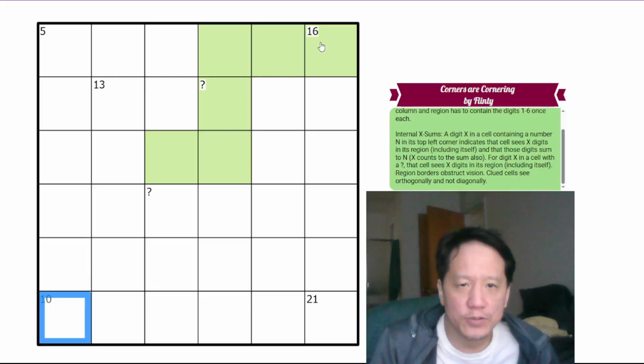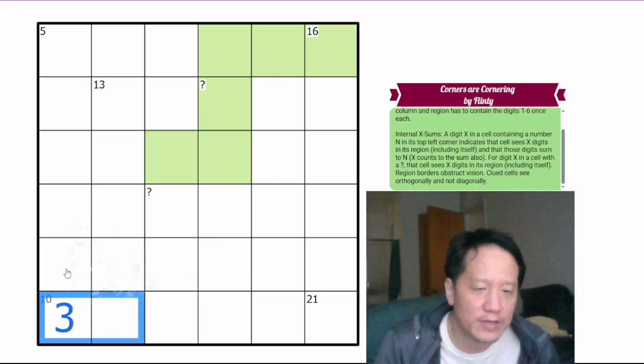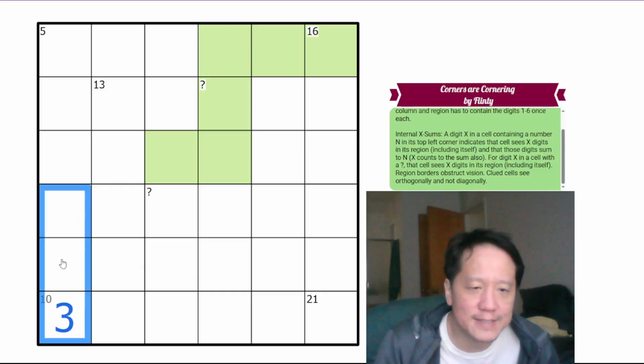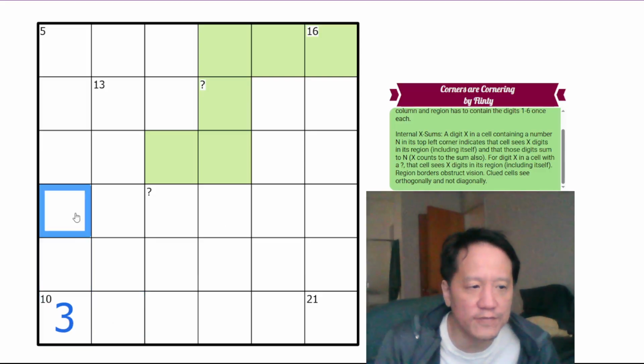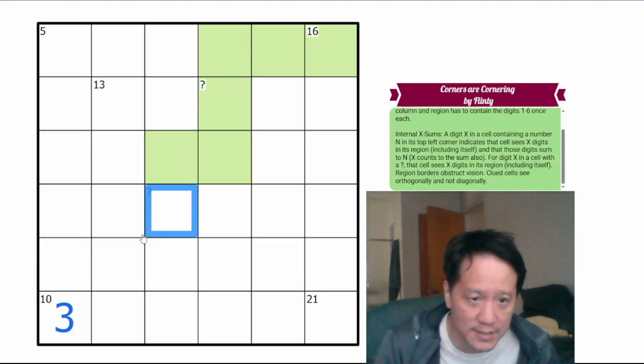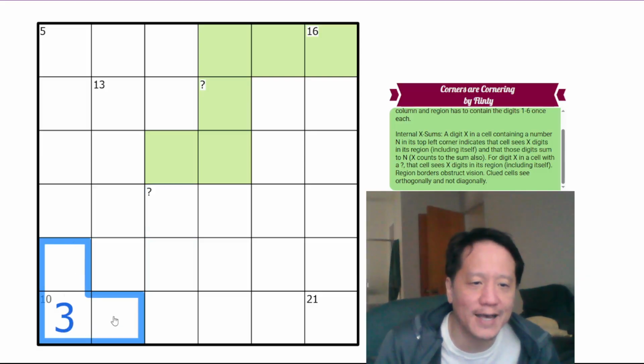Interesting. So as an example, let's say this was 3. That means this cell, with 3 in the corner, can see 3 cells in its region. Region borders obstruct vision, and cells see orthogonally and not diagonally. So that means it can only see vertically or horizontally. It cannot see diagonally. So this sees 3 cells in its region, which must add up to 10.